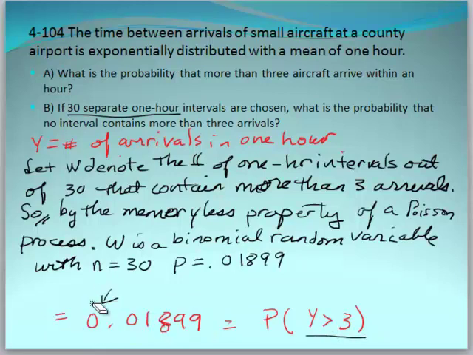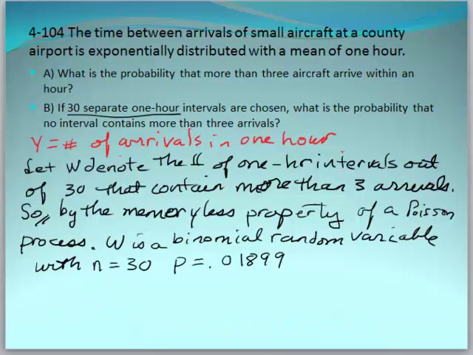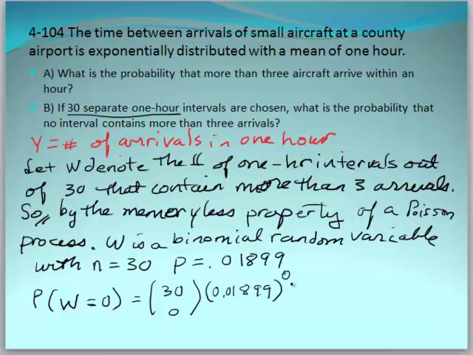And so then, let's erase here so we have a little more room. We can then say that the probability that we will have no intervals that have more than 3 arrivals is 30 choose 0, and then we've got our p, 0.01899, raised to the x power, which is 0, and then q, which is 1 minus p, raised to the 30th power, and all that computes to be 0.5626. So this is a very nice juxtaposition of the binomial and the Poisson, showing how those two ideas or distributions are related to one another.